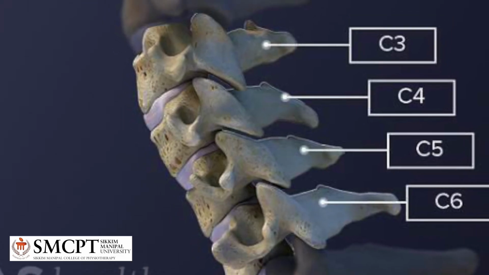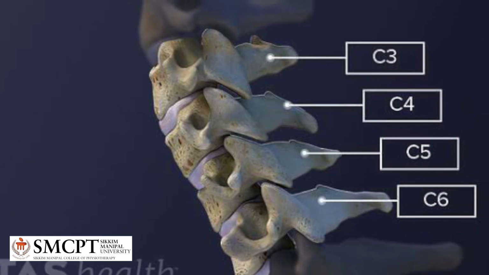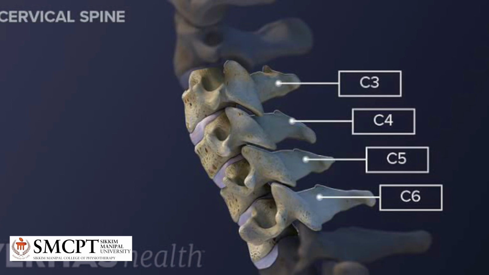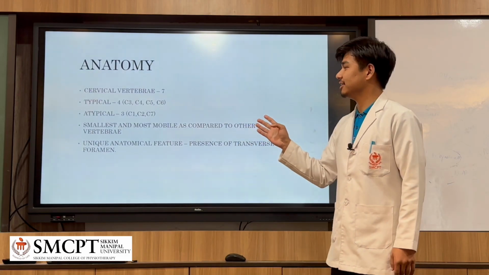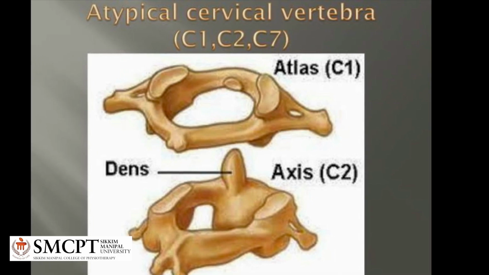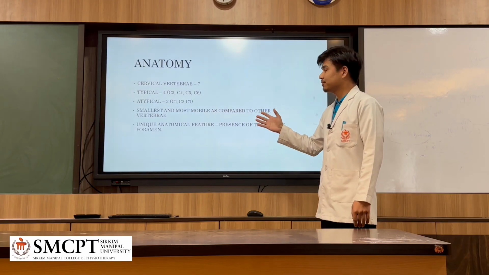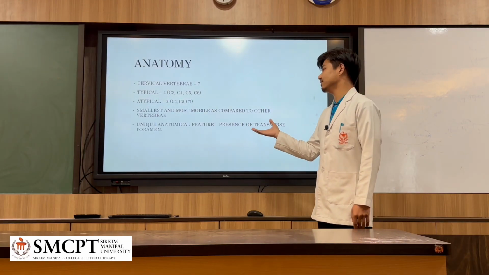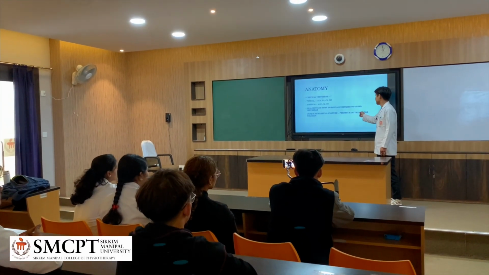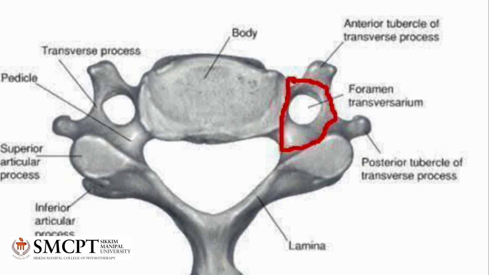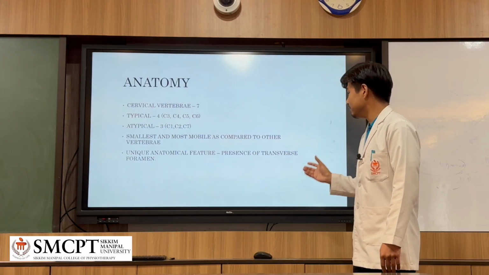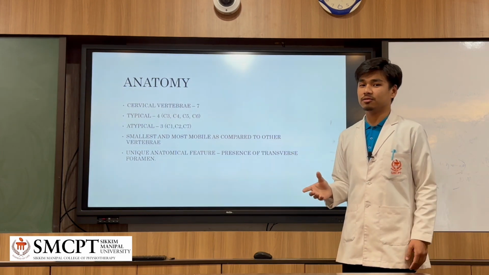Altogether, there are 7 cervical vertebrae in the human body, out of which there are 4 typical vertebrae, which are C3, C4, C5 and C6, and 3 atypical vertebrae, that is C1, C2 and C7. Some of the unique peculiarities of cervical vertebrae are the presence of transverse foramen, and it is the smallest and most mobile vertebrae as compared to other vertebrae of the human body.